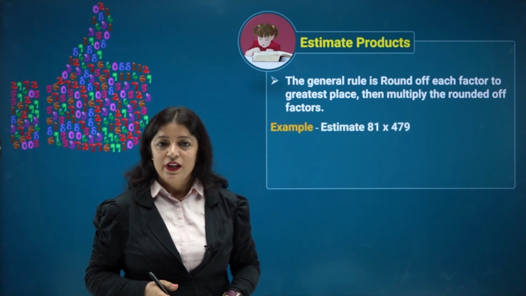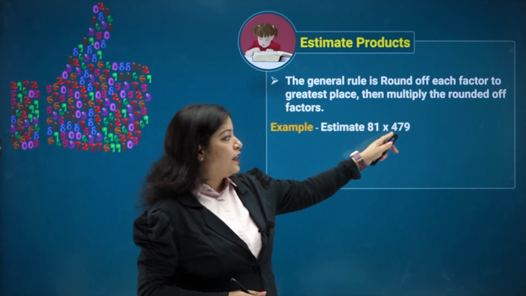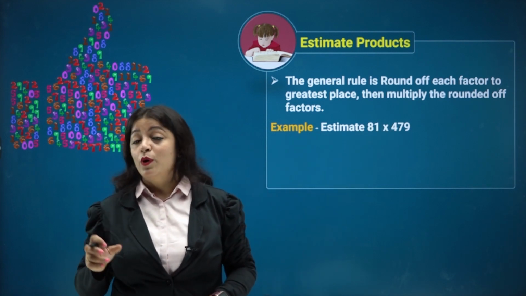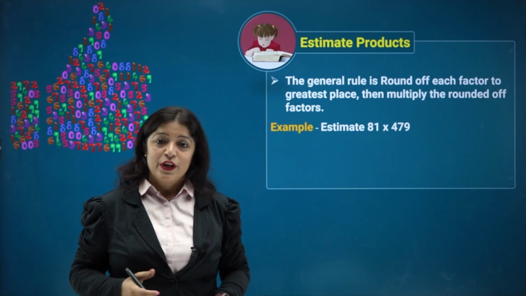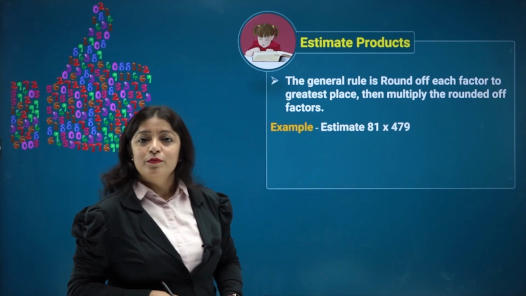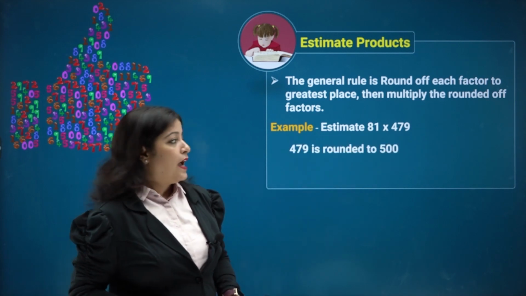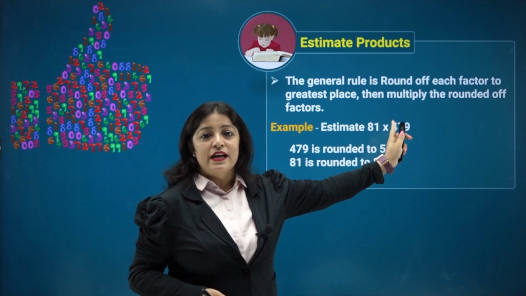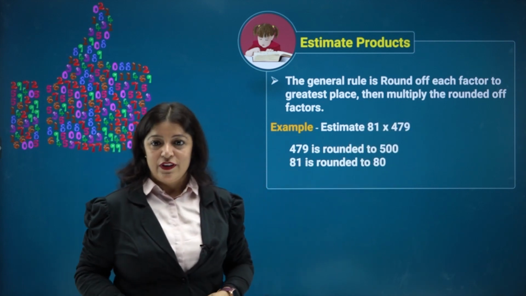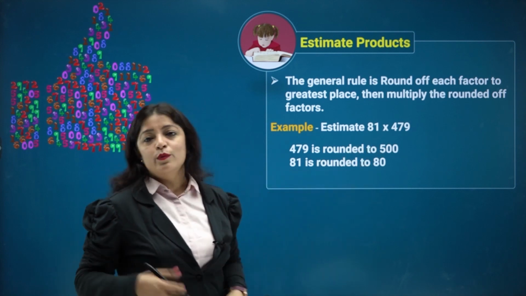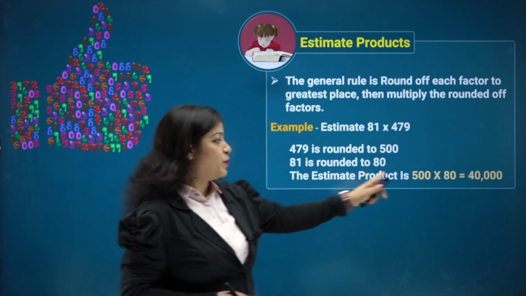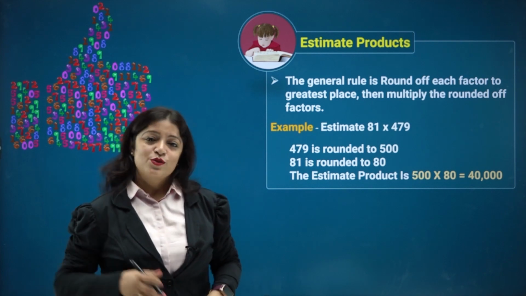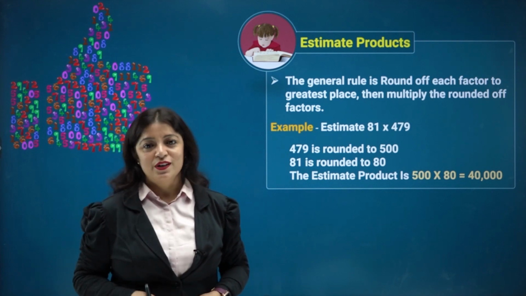For example, if we have to estimate 81 times 479, we are not about to find the exact number here. So rounding off 81 to 80 and 479 to the hundreds place, that is, we get 500. Now 80 times 500, we just multiply them and find the product, and the result will be 40,000. So in this way you can estimate various products also.